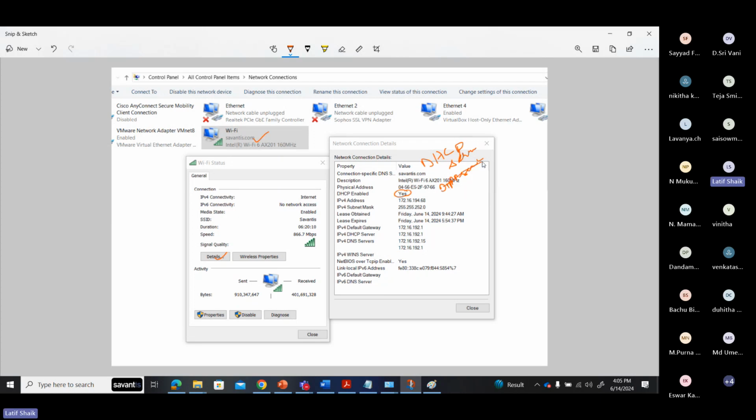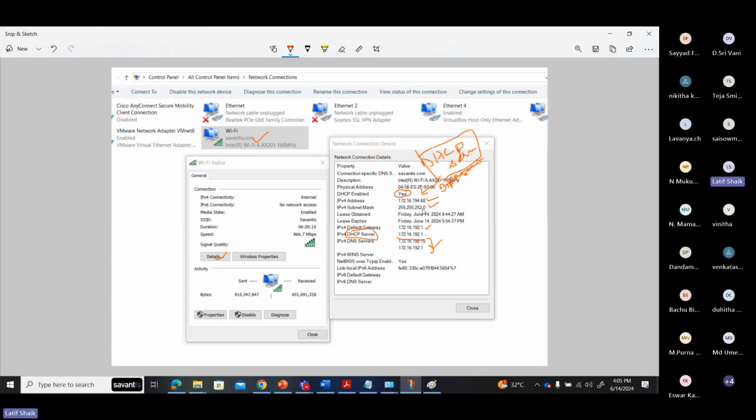You got the IP address from the DHCP server. What is my IP address, what is my subnet mask, default gateway, DNS server address? You see, this is my DHCP server address. From here, I got this IP address. The DHCP server configured an IP address to my adapter, to my system exactly.